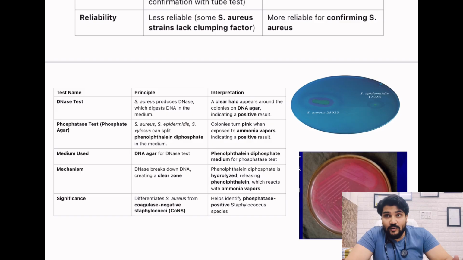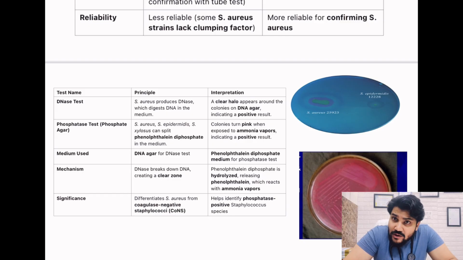But for those who are doing postgraduation in microbiology, or those who are doing DM infectious disease or any fellowship, this is most important. Now there are some other tests also. The test name is the DNase test. This is the plate having DNA agar. If you inoculate Staphylococcus aureus, a clear halo will form. But for other staphylococci, this clear halo will not form.